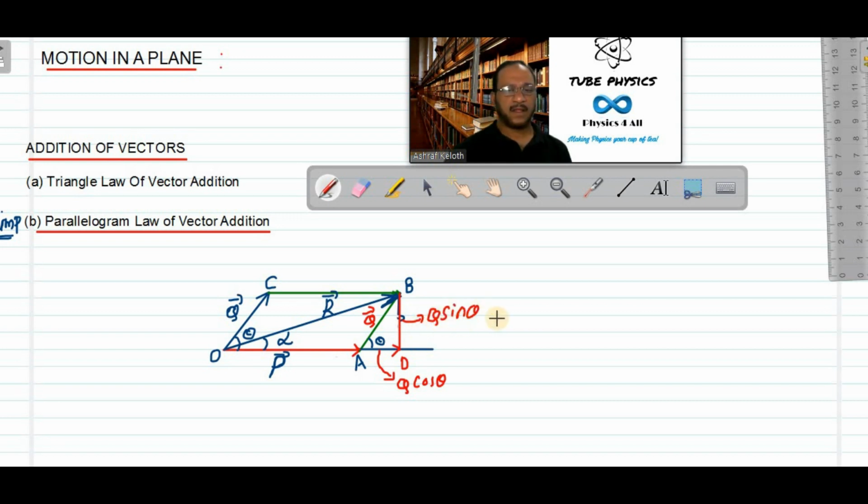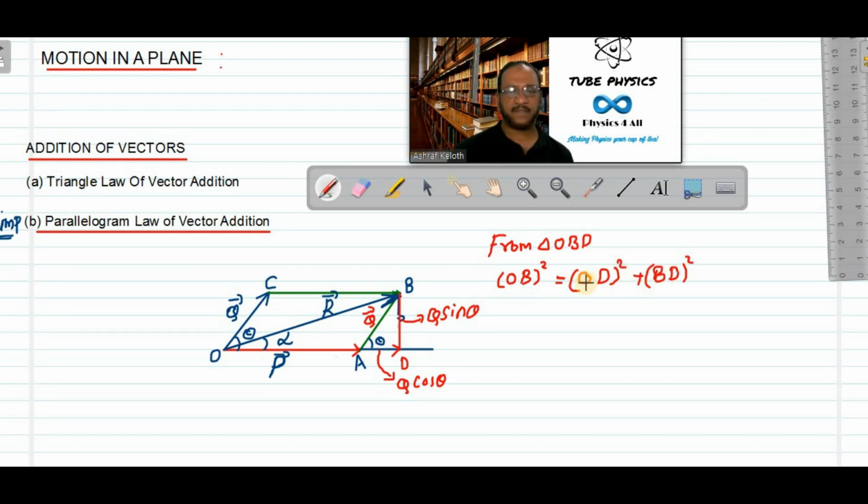Now we have a right angled triangle here, that is OBD. From this right angled triangle OBD, we can apply the Pythagoras theorem. What is OB square? OB is the diagonal. OB square equals OD square plus BD square.